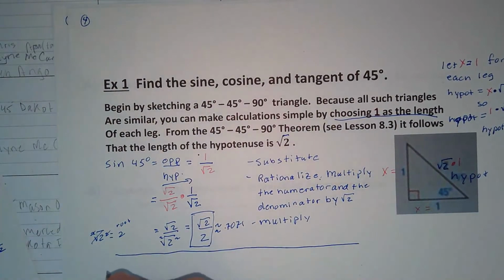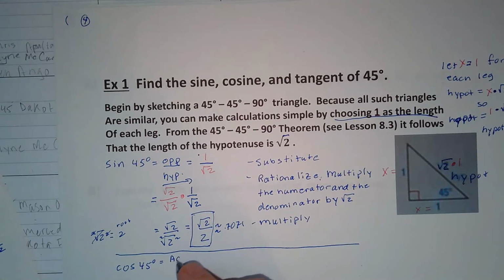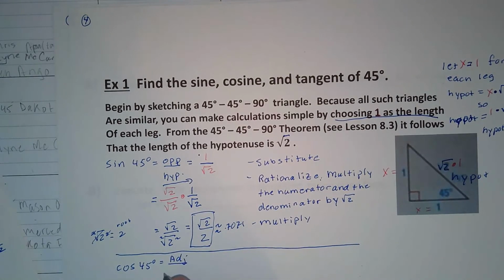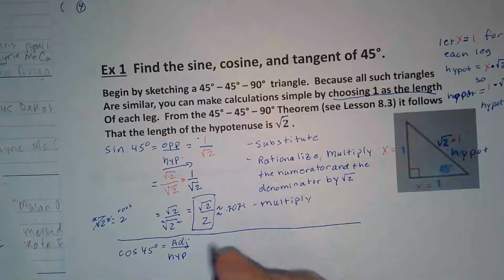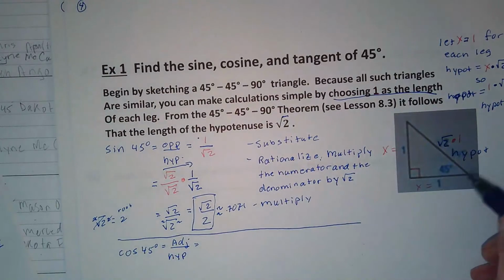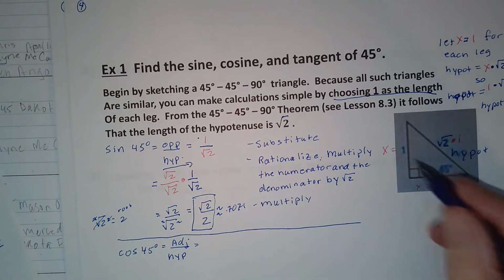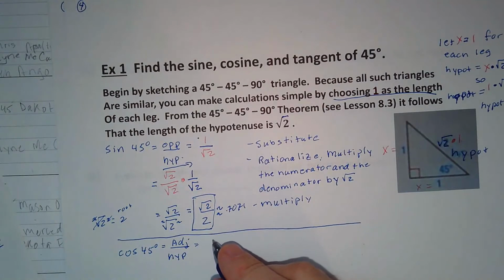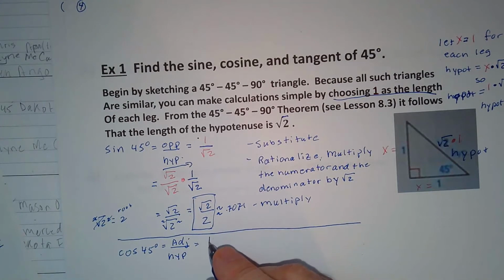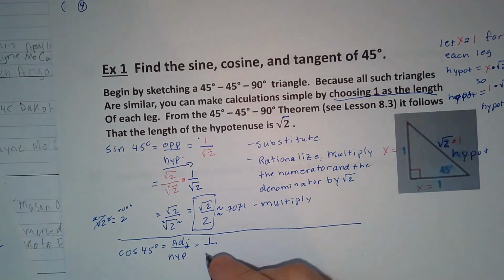Then we're going to do the cosine. I'm going to go a little faster now. The cosine of 45 degrees equals adjacent over hypotenuse. Okay? And the adjacent is 1. It's 1 again, because remember both of these sides or these legs are 1. So it's 1 over, and the hypotenuse again is the square root of 2.